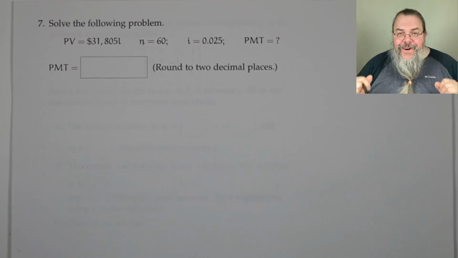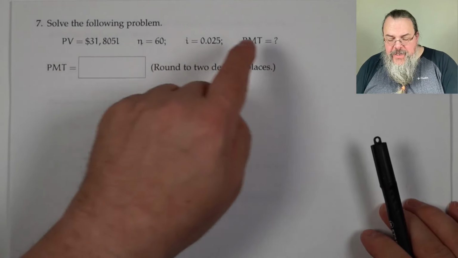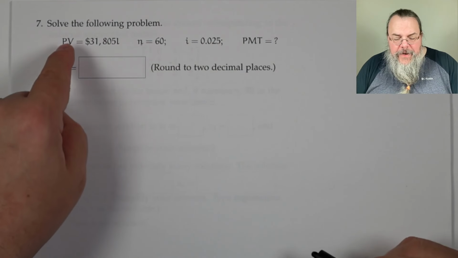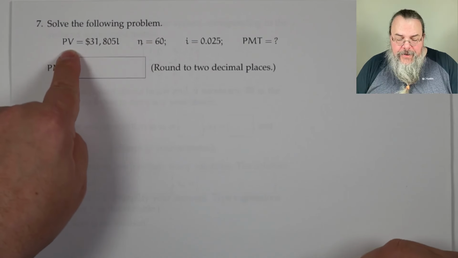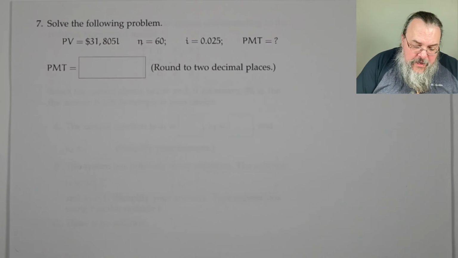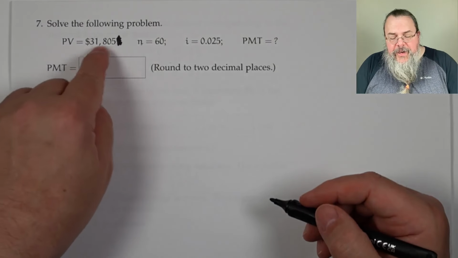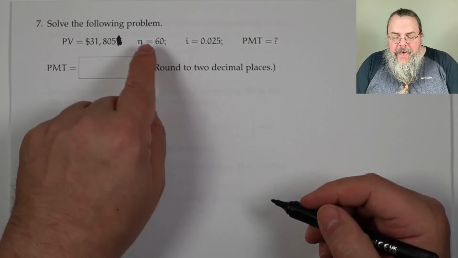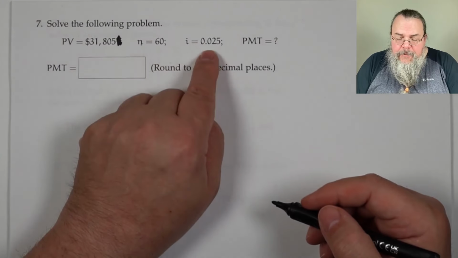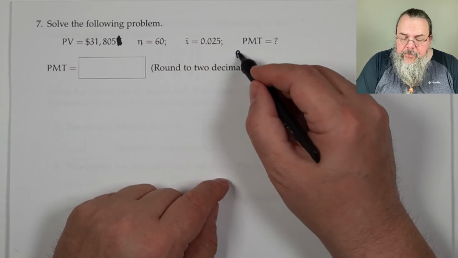All right, that brings us to number 7. Okay, solve the following problem. We have lots of symbols, and we're like, wait, what problem is this? Well, we have our present value. That's what PV stands for. So this is the present value of $31,805. We have the number of times. We have the interest rate per time, so I is interest. And then PMT, this is payment.